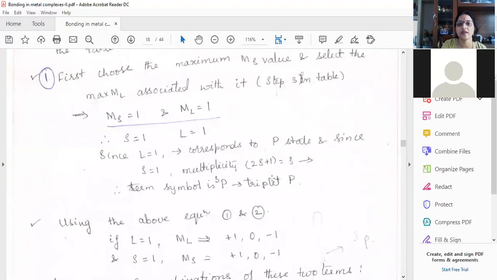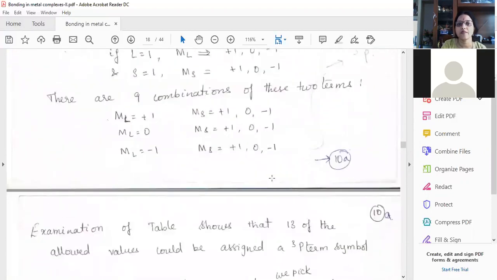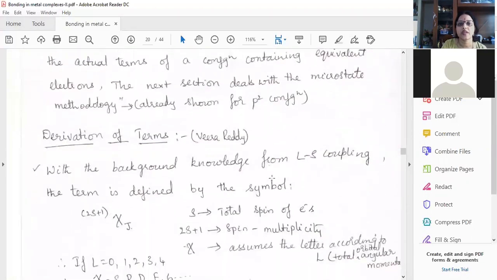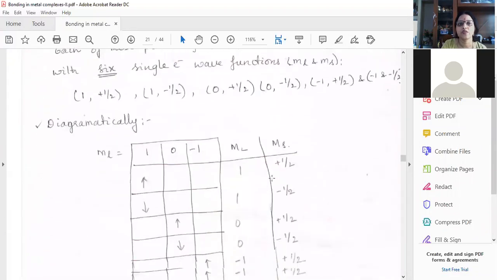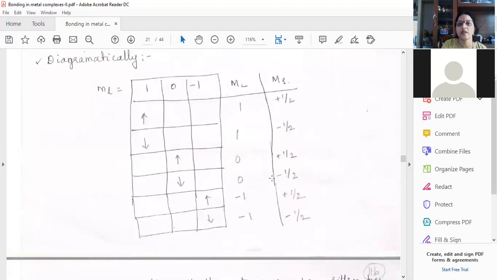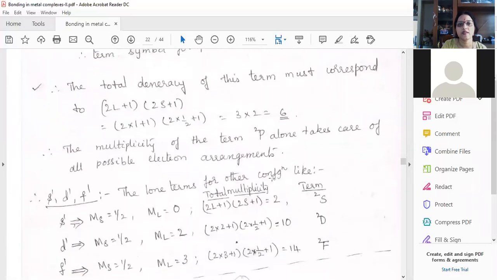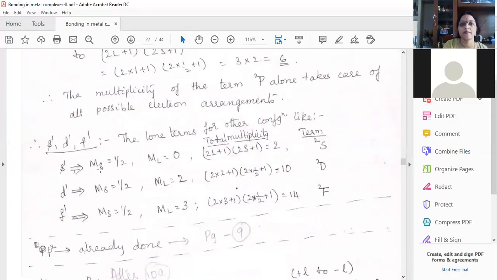We have done this method for the P1 configuration, the P2 configuration, and we have done it for the D2. Sorry, for P1, it is having only 6 microstates. Then I've given you one statement that it is either P1, S1, D1, F1. What is the term that you are getting? If it is S1, you get the same term symbol, doublet S. If it is D1, it is doublet D. If it is F1, it will be doublet F.